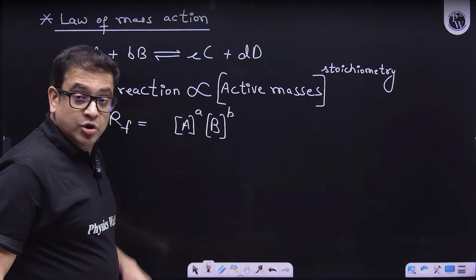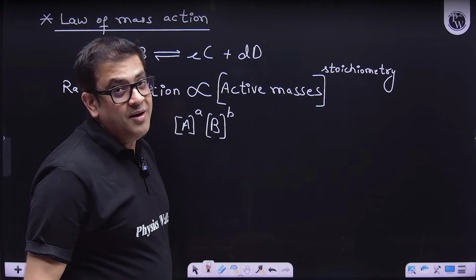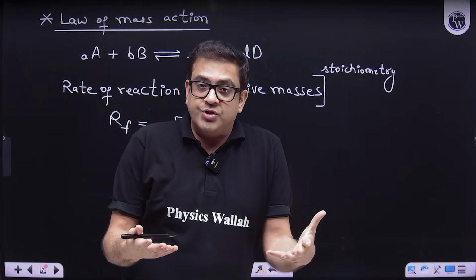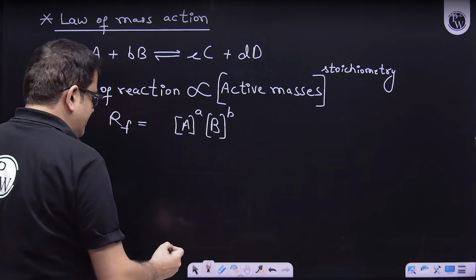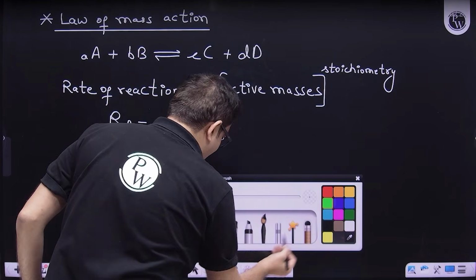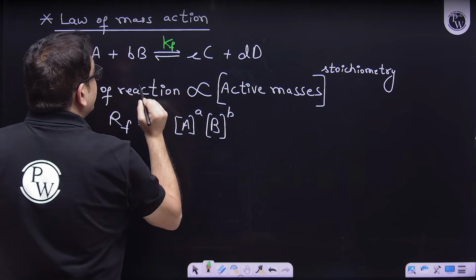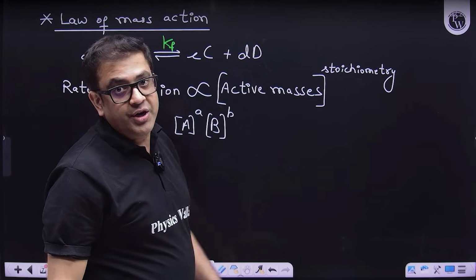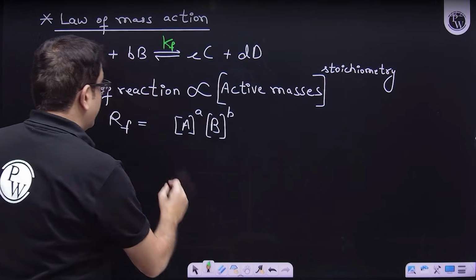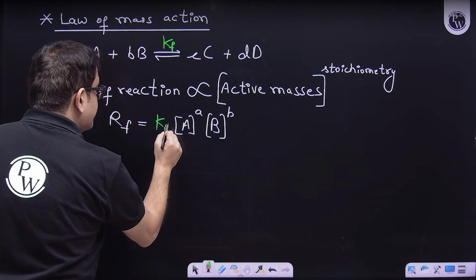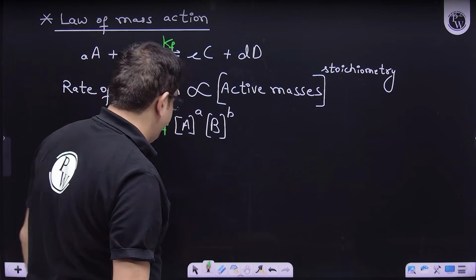Now, sir, this is proportional. Why have we written equal? Because I'll be using a constant of proportionality. Let us assume this can very well be calculated experimentally. Let us assume that Kf is the rate constant for the forward reaction. So here the proportionality constant will come out to be Kf.